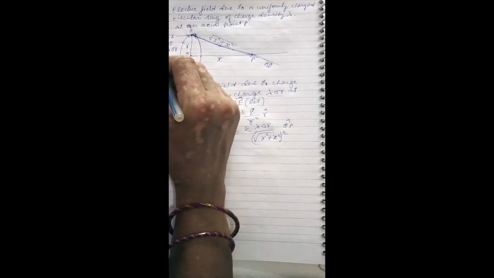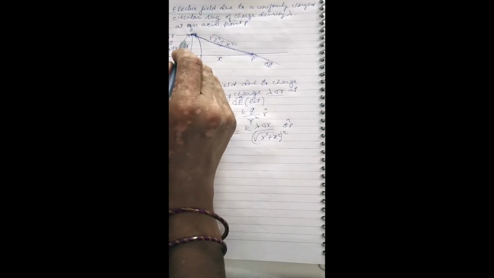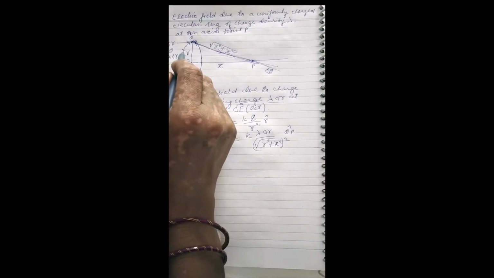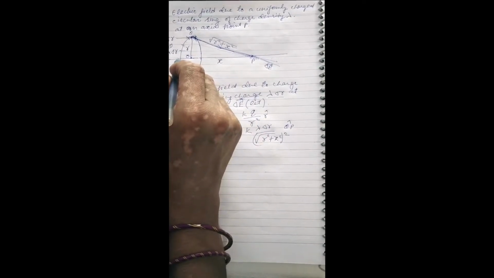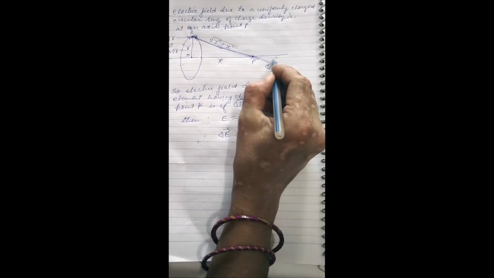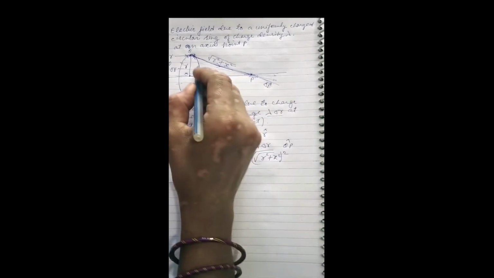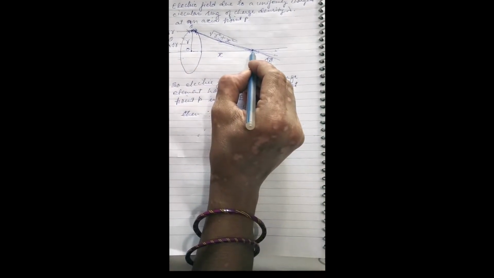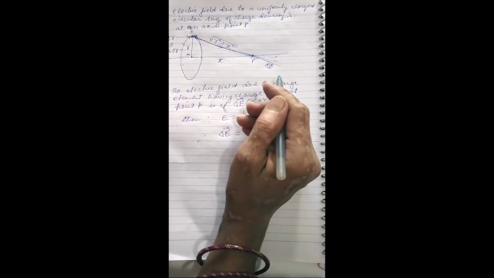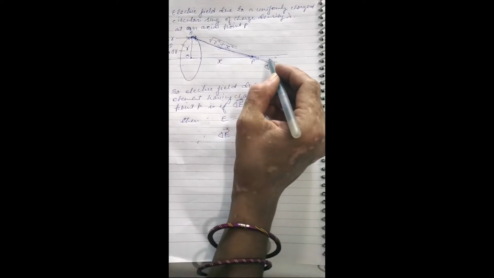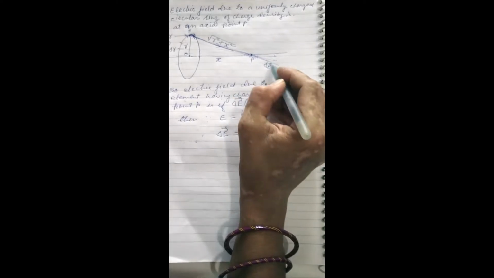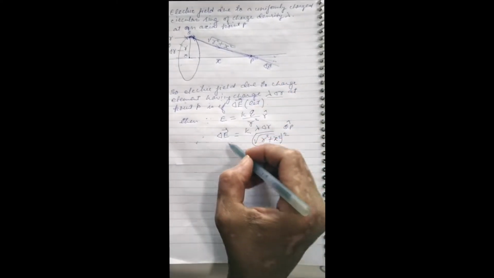There is another length element. You have an electric field due to this length element also. Then you have the next length element, and for each charge element, length element, you will have an electric field. And you have to add all these electric fields to get the electric field at point P due to the whole circular ring. So for that we will integrate this one. Now we have the electric field this much.